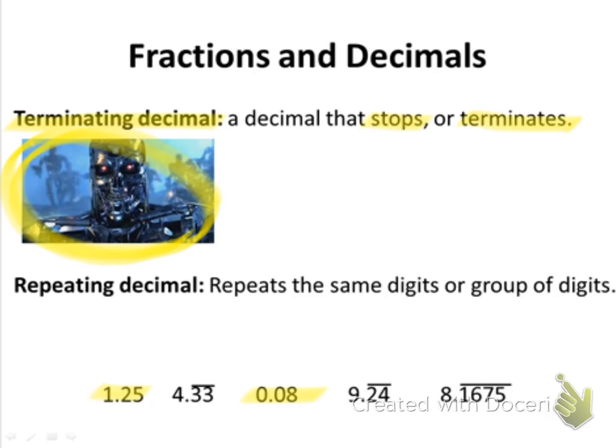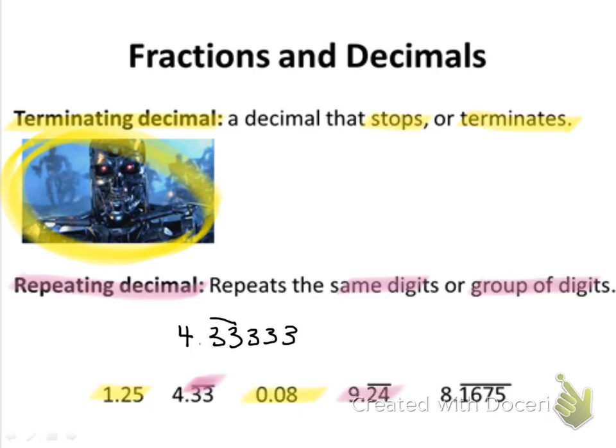Whereas repeating decimals are decimals that repeat the same digits or group of digits again and again. Examples of repeating decimals are 4 and 33 hundredths. This little line, the symbol up here, means that it repeats. So that means that this decimal is actually 4.33333, and the 3 keeps going forever. That sign means the numbers that are underneath it repeat to eternity or forever.